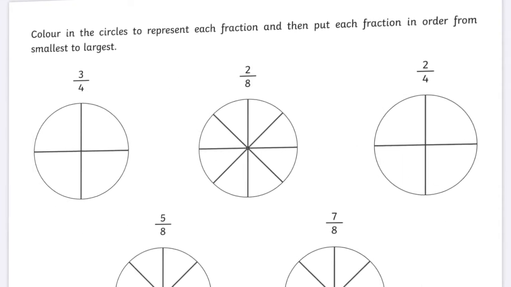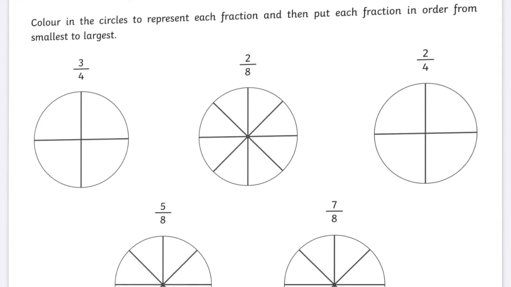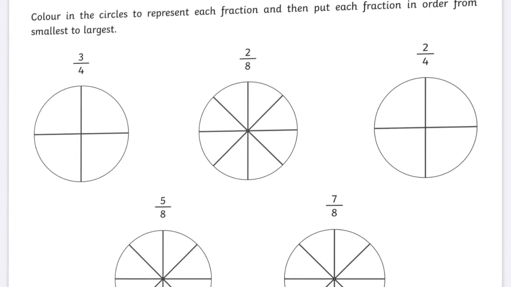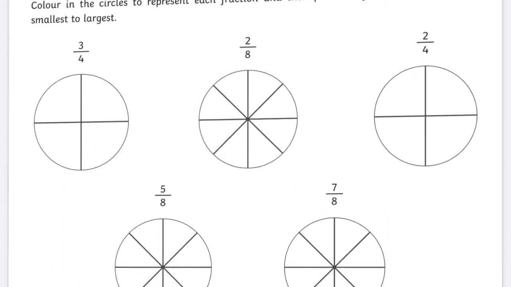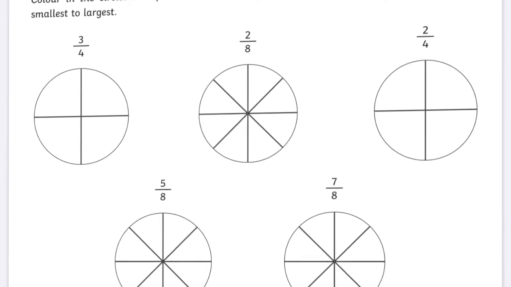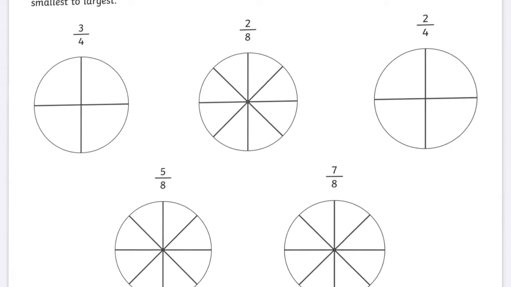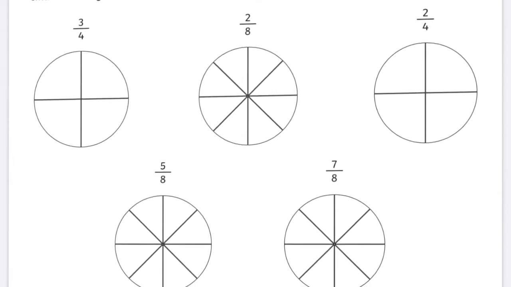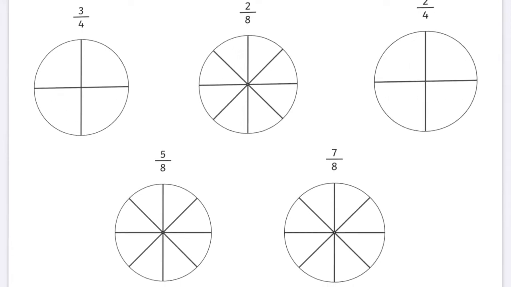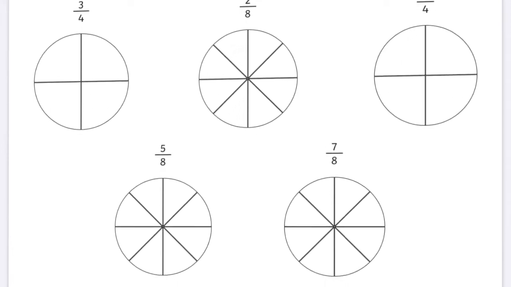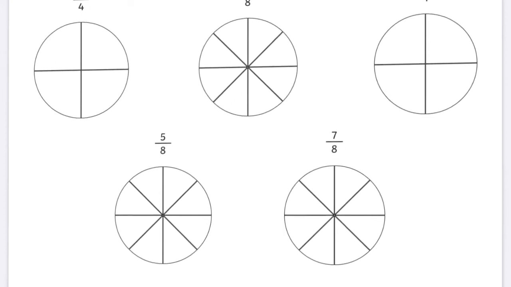On this second activity, what I want you to do is to colour in the circles to represent each fraction, and then put each fraction in order from smallest to largest underneath. Look at the 5 diagrams that you have there. The first one says 3/4. 4, the bottom number, is how many parts that shape is divided into. 3 is the number of parts that you will need to colour in. Work your way across. You've got 2/8, 2/4. On the next row below, 5/8, 7/8.